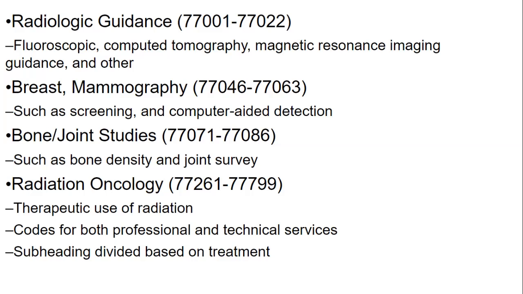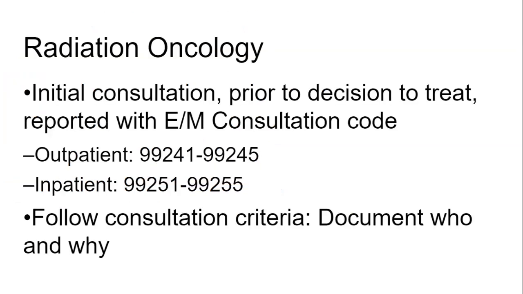And radiation oncology 77261 through 77799 are used for therapeutic uses of radiation, with codes for both professional and technical services, and subheadings divided based on the treatment. So to continue with radiation oncology, the initial consult prior to the decision to treat is reported with an E&M consultation code. Outpatient is 99241 through 99245, and inpatient is 99251 through 99255. Follow consultation criteria, document who and why.